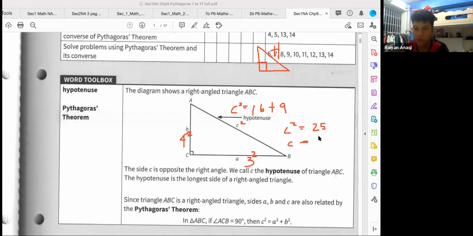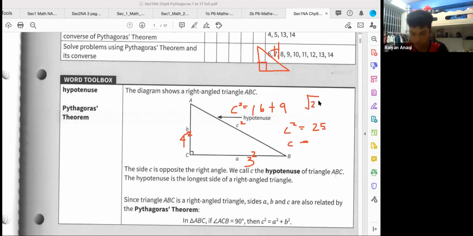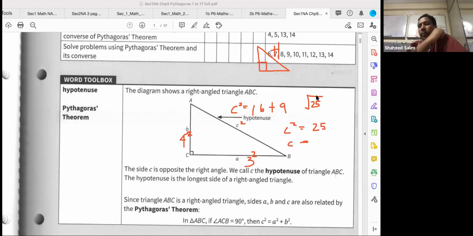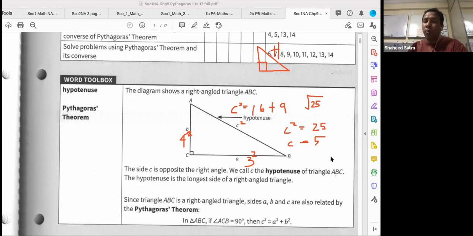Square root is this button. Square root of 25 is 5, because 5 times 5 is 25. So that's all. That's the whole formula, it is just that. So what we do, we will practice that.